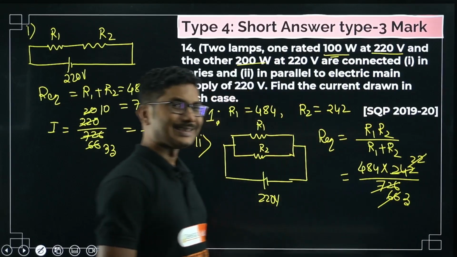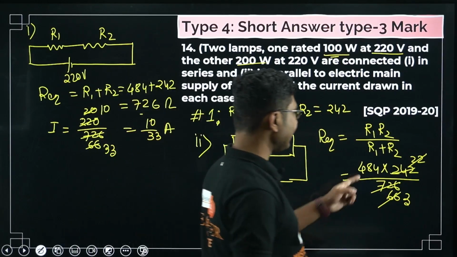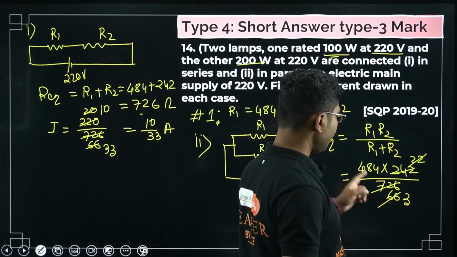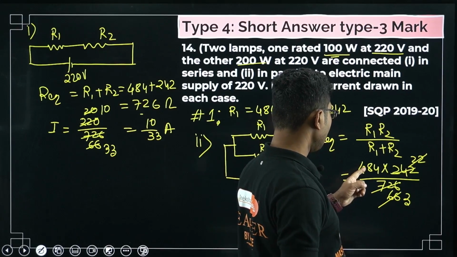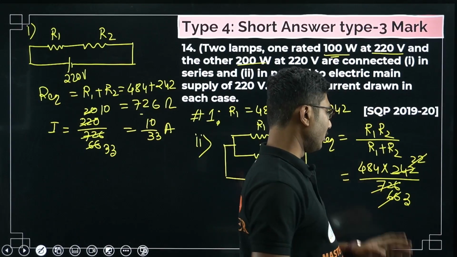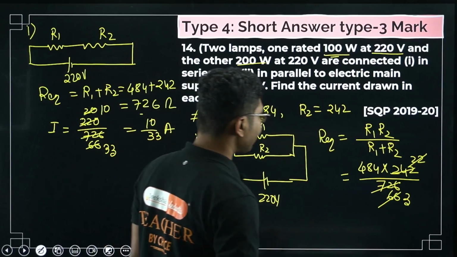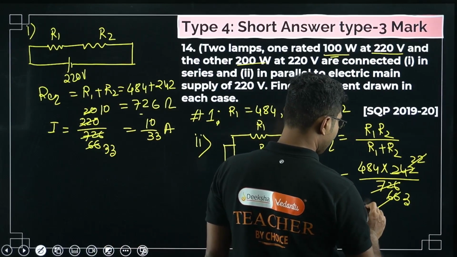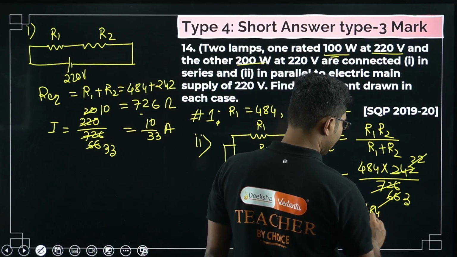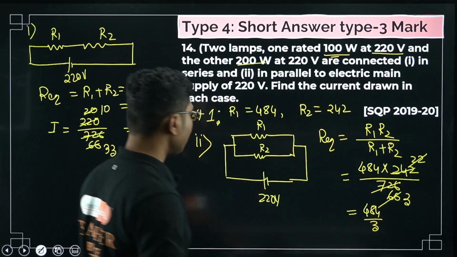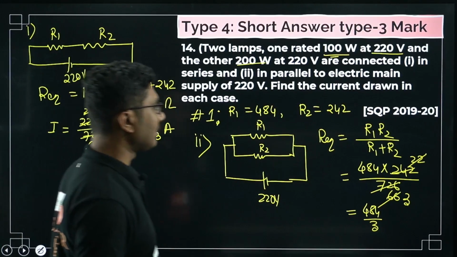3 22s are 66. Now can we cancel it with 3? I don't think so. 3 ones are 3, 3 6s are 18. We cannot cancel it with 3. So the answer for R equivalent will be 484 divided by 3. Don't worry too much about the value.